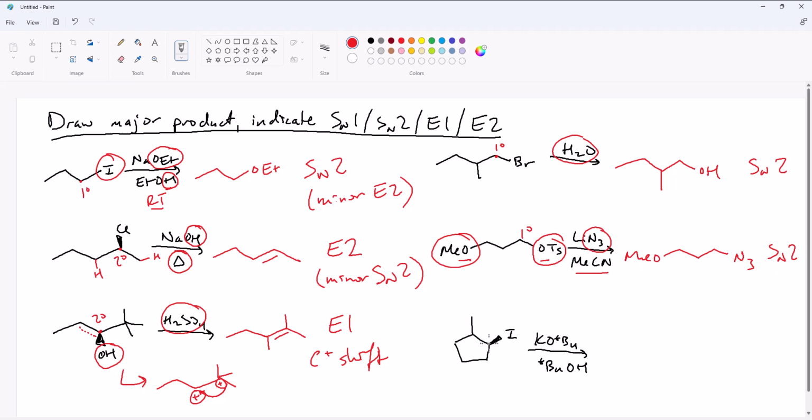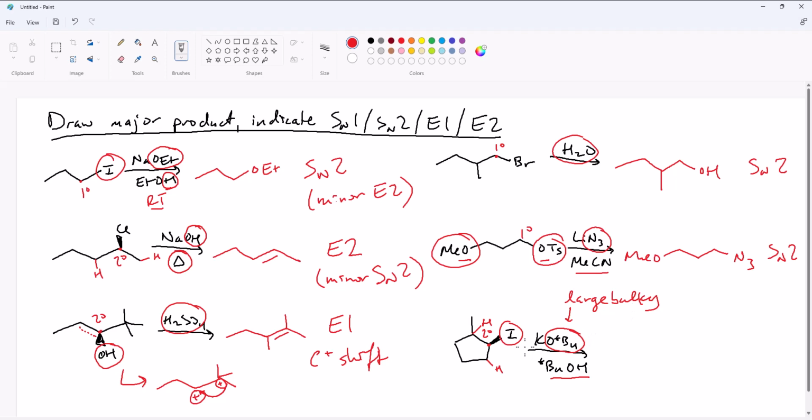In this last example, we have a secondary center, we have a good leaving group, we have a strong base, and a polar protic solvent. This is all pointing towards an elimination reaction. So we have two options. We can pluck off the hydrogen at this tertiary center or the hydrogen at the secondary center. But we look and we see that butoxide is a large, bulky base.